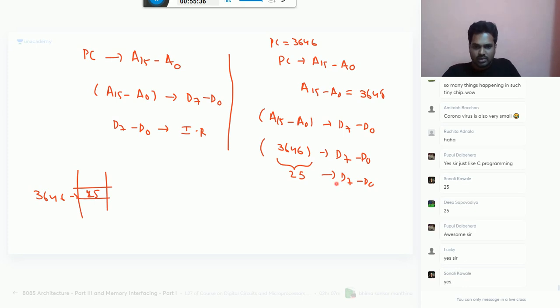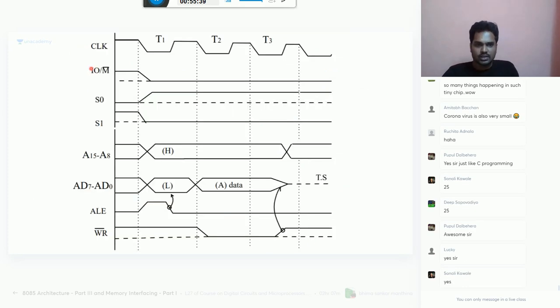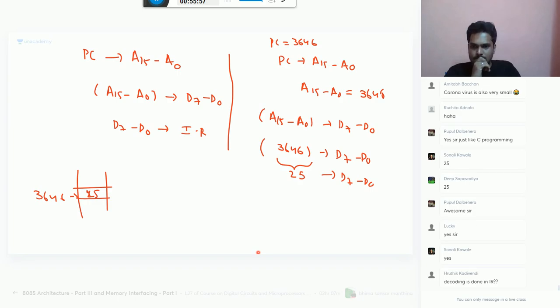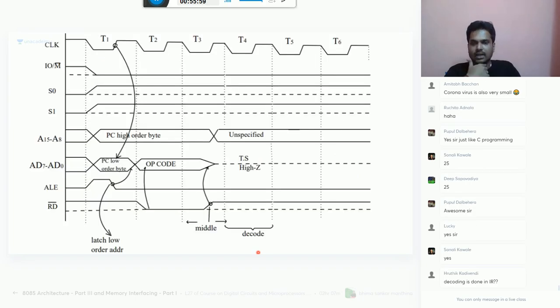So let's move. It is a 6T state opcode fetch. I'm sorry, let me load this. Decoding is done by the decoder after the IR. Just remember the architecture: after IR, you have the decoder.